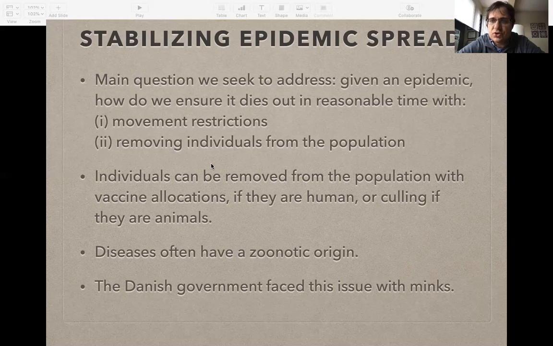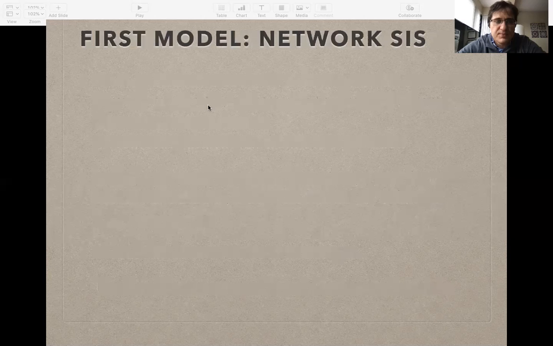Really, you want to frame the question of how do you do all this? How do you restrict movement? How do you remove individuals from the population so that the epidemic will die out in a reasonable interval in the most economical way? So you want to put an upper limit on how much movement you restrict. You want to put an upper limit on how many individuals you remove from the population. And you want to be able to guarantee a certain rate at which the epidemic will die out.